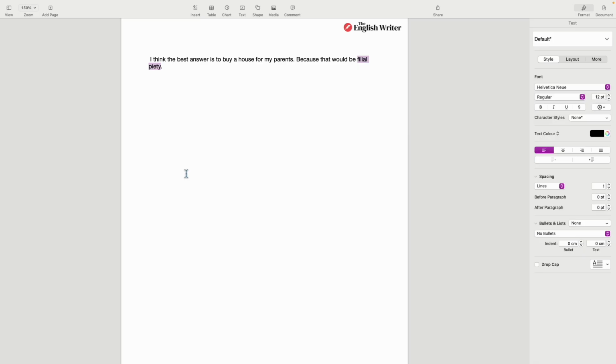I think the best answer is to buy a house for my parents. This, therefore, is a very simple fix. And let's put that comma there again. I think the best answer is to buy a house for my parents, because that would be filial piety. Very nice student indeed. Earlier I discussed how A because B can be reversed. So, because B, A. And this is an example of that.